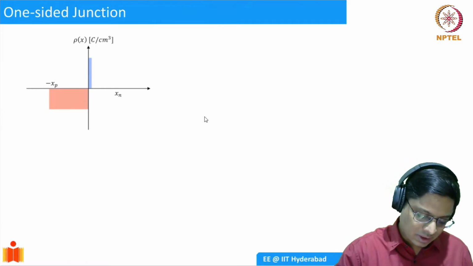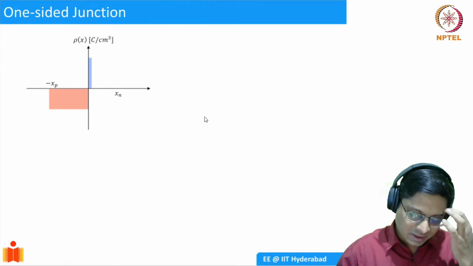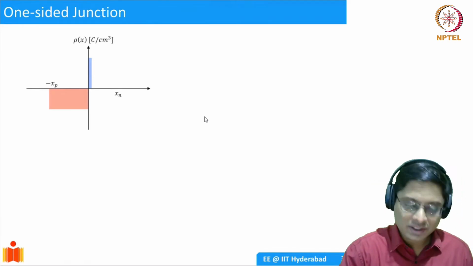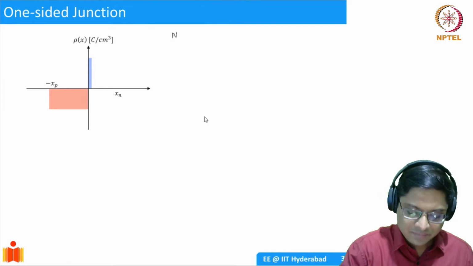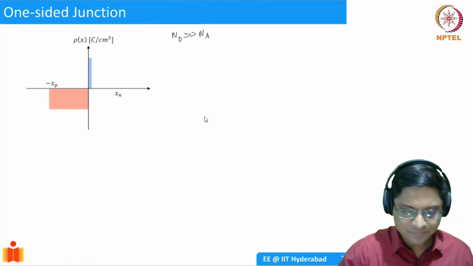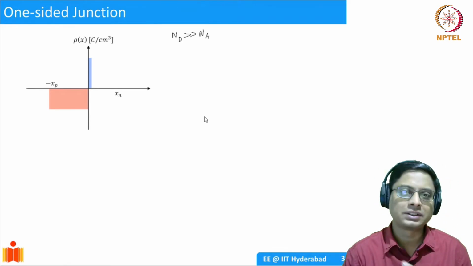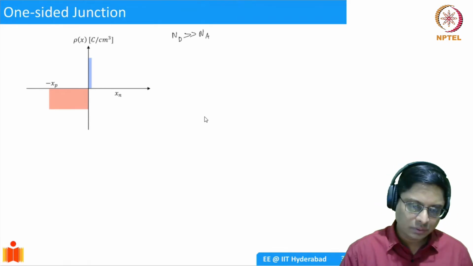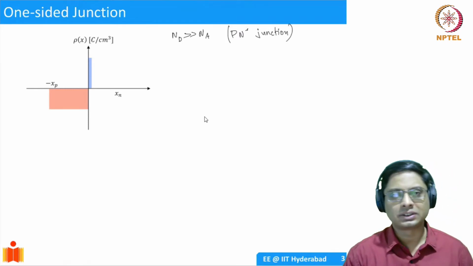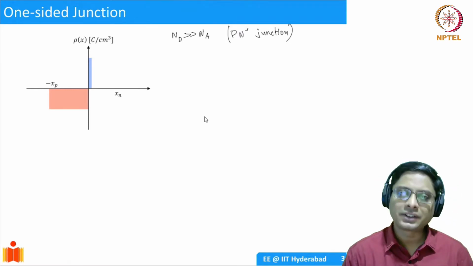So let's say we have a semiconductor in such a way that the doping, ND, the N-type doping, is much larger than NA. What would you expect? Okay. So this is what is known as a PN plus junction. Basically N-type doping is high. What do you expect in that situation?